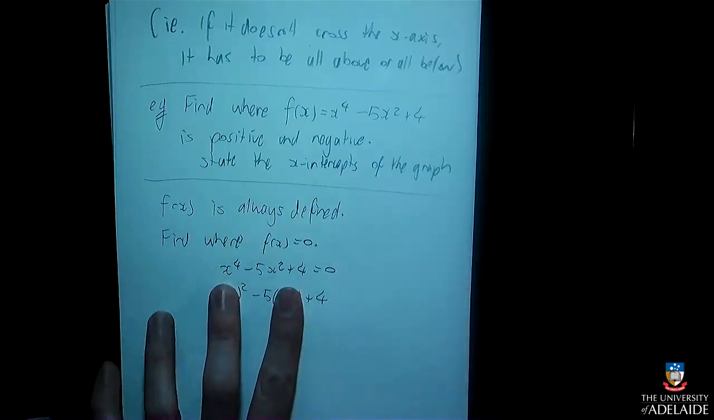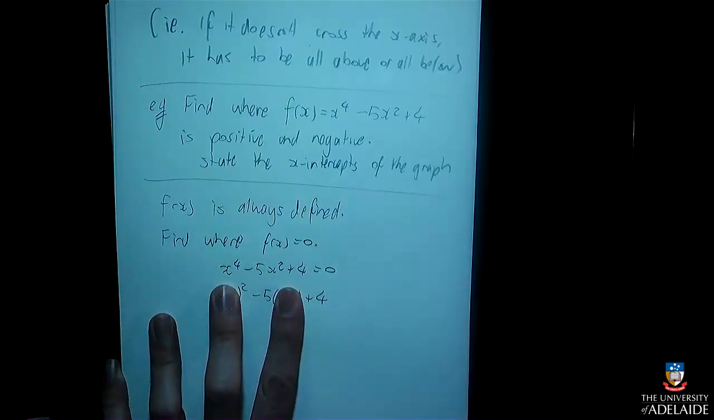And so if I do that, this is a quadratic. It's something squared minus 5 something plus 4 equals 0. So I can actually solve to figure out what x squared is. So I've got two options. I can attempt to just factorize it directly by imagining things that multiply to give 4 and add to give minus 5, or I could use the quadratic formula.